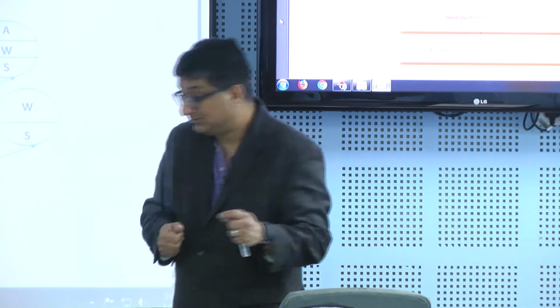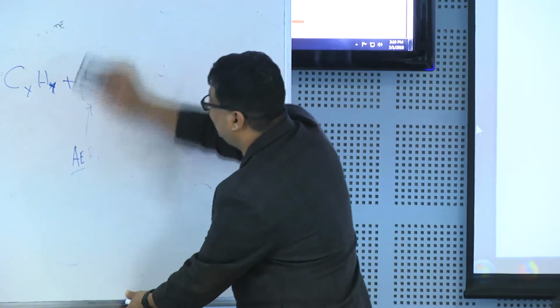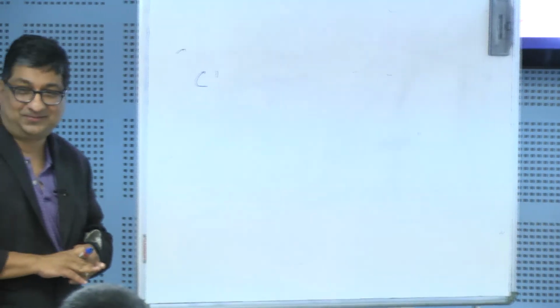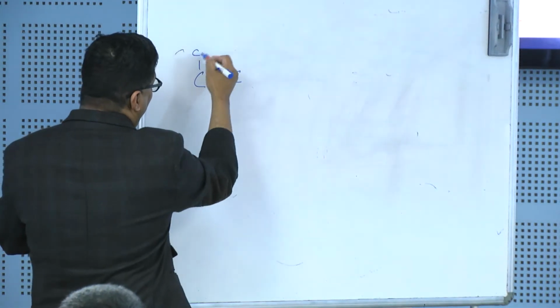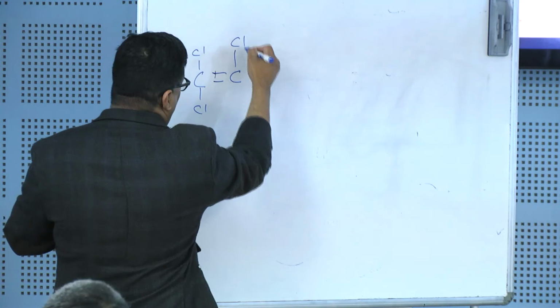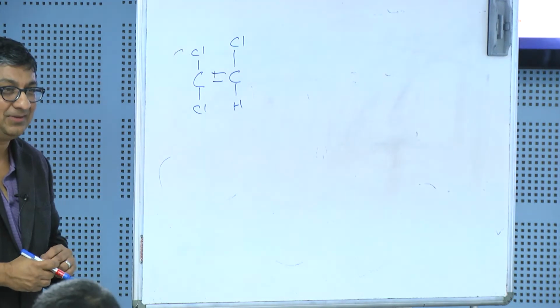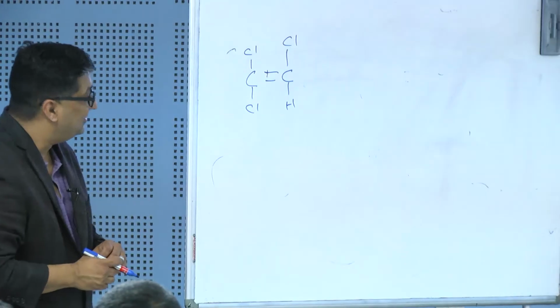Okay? So if I have trichloroethylene, does anyone know the formula of trichloroethylene? Single bond, double bond, ethylene. So, okay, I need two more. So this is my trichloroethylene. Okay. What happens? What can I change this to?